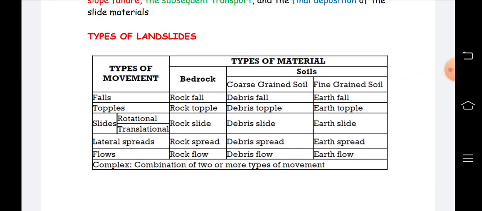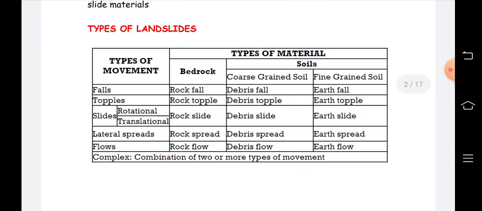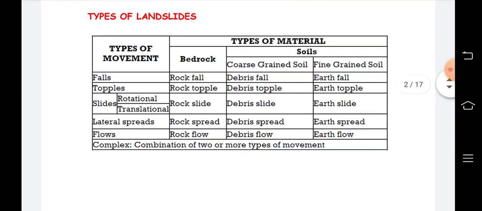Then the slide, that is, sliding occurs. There are two types of sliding. Rotational sliding means it rotates in a circular direction, and translational sliding means it slides in a horizontal direction. It is called a rock slide in the case of rock, a debris slide for soil, and an earth slide for fine grained soil. Then the lateral spread, which is spreading in a lateral or horizontal direction, is called a rock spread for bedrock. So the first column is for rock and the second column is for soil.